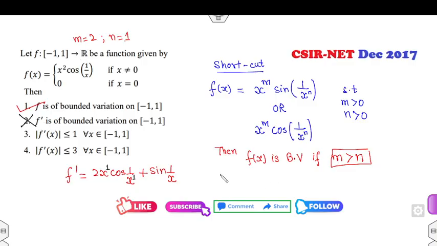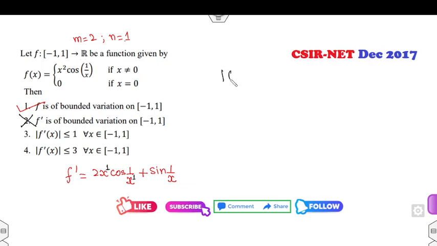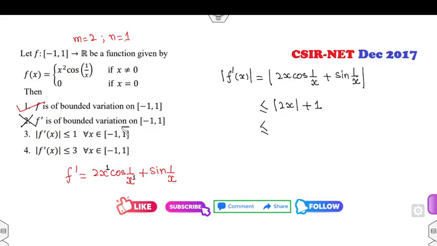Fine. One more shortcut tip. Firstly, I can solve it and then I'll tell you the shortcut tip again. Your target is to find the derivative. What is the f dash of this? It is 2x cos 1 over x plus sine 1 over x. So clearly this will be less than 2x plus 1. Since on this interval x is less than 2, this is less than or equal to 3. So the fourth is the correct option. Third is the wrong answer. So A and D are the correct answers of this problem.